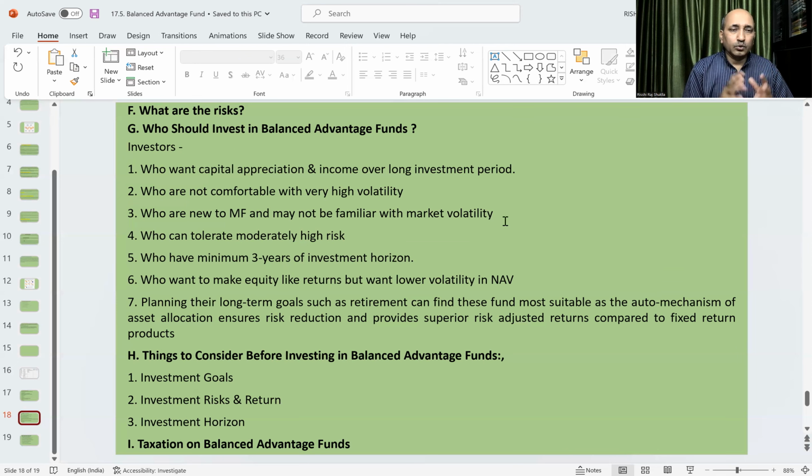Another thing, investors who are not comfortable with very high volatility should consider balanced advantage, especially beginners. Dynamic allocation provides necessary stability in the fund, and investors not comfortable with the high volatility of this market should choose this balanced advantage. Another thing, investors who are new to mutual funds and may not be familiar with market volatility, of course, they should invest here only, in a balanced advantage fund.